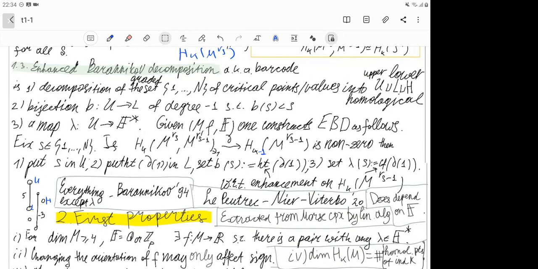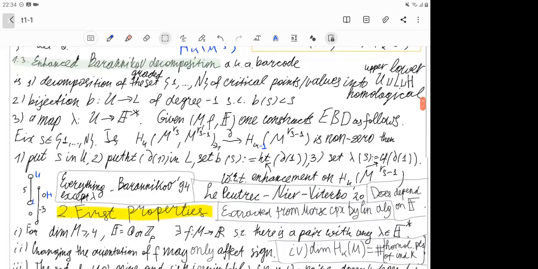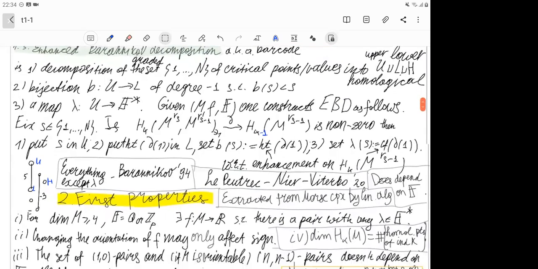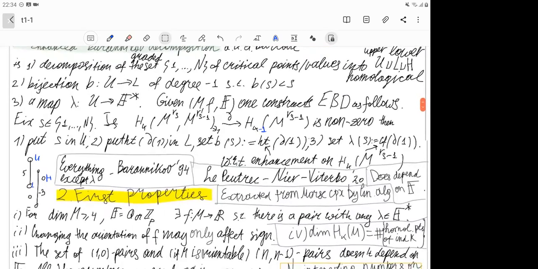This is the second property. The third is this funny low-dimensional thing. By p, p-1 pair, I mean the pair which has index p for the upper point and index p-1 for the lower point.